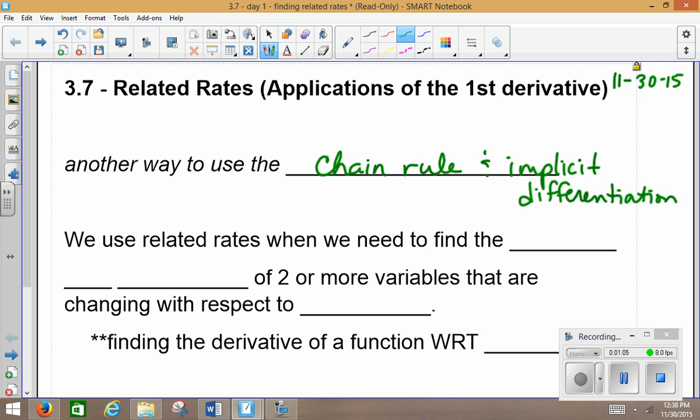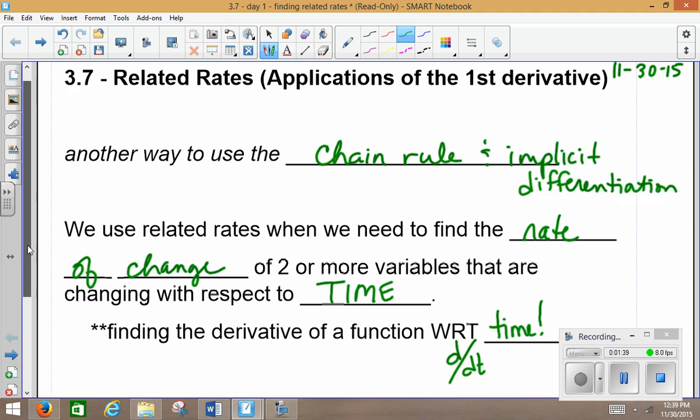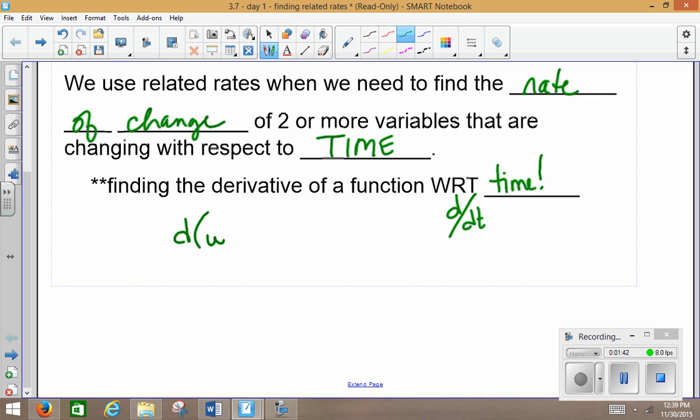We're going to use related rates when we need to find the rate of change of 2 or more variables that are changing with respect to time. So we're finding the derivative of a function with respect to time, okay? So it's going to be d dt. That's what we're looking for. It'll be the derivative of whatever with respect to t. That's why we leave that d by itself in the numerator, okay? d dt.